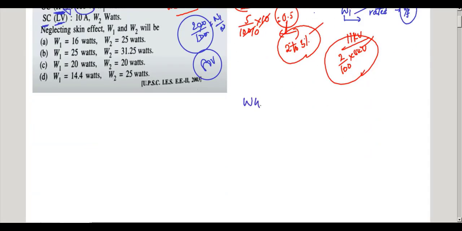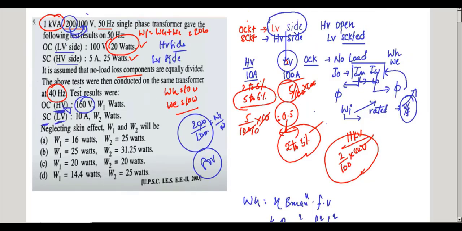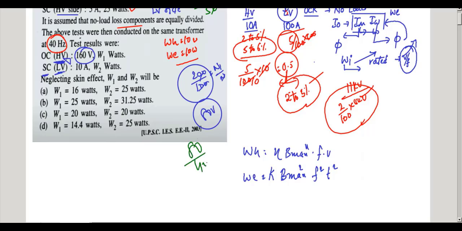We know very well that hysteresis loss equals eta B max to the power x into F into V, and eddy current loss equals K into B max square into F square into T square. One thing you observe here: V by F is 80 by 40, which is 2, same as 100 by 50. So B max is constant. Hysteresis loss is proportional to frequency, and eddy current loss is proportional to frequency square.